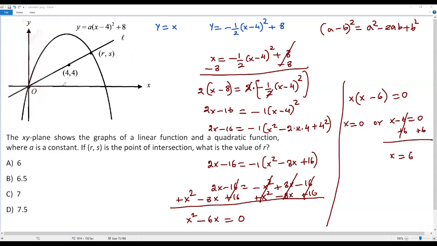Because the parabola and the line intersect at 2 points, one is at the origin and the other one is at the point (r, s). So clearly the first value, x equals 0, is the x coordinate at the point of intersection at the origin. And the second value, x equals 6, is the x coordinate at the second point, (r, s). Here at the second point of intersection the x coordinate is r, but we got x equals 6. Therefore the x coordinate r must be 6. So the value of r is 6. We find this 6 in answer choice A. The correct answer choice for this question is A.